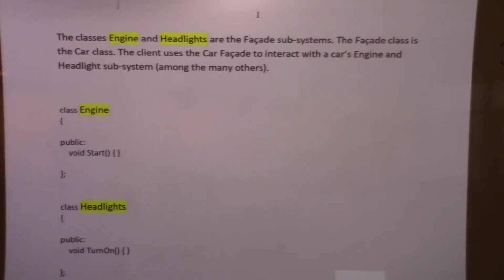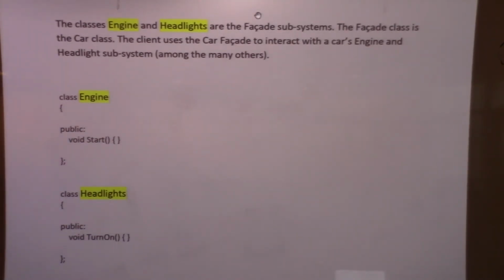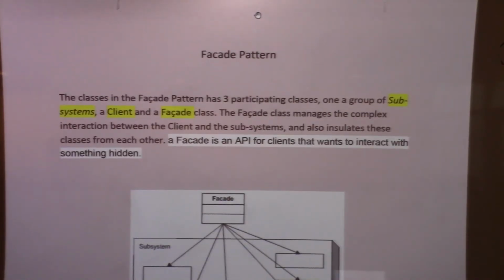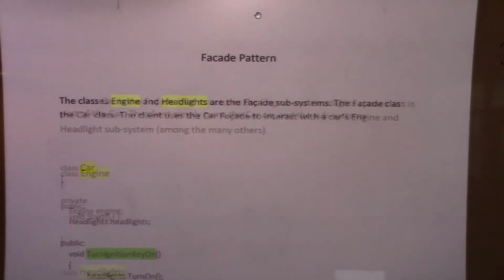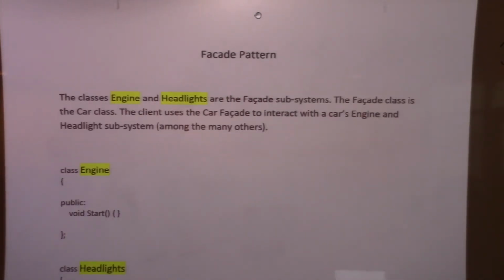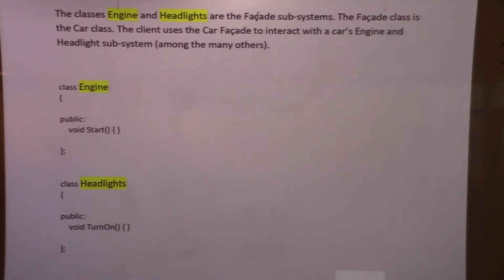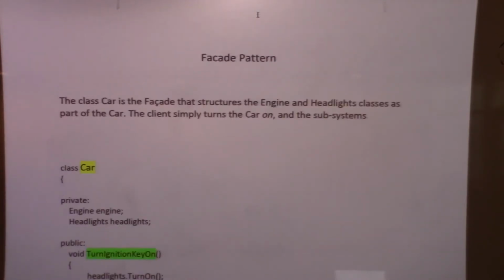So let's look at the facade pattern in code. We're going to create classes called engine and headlights. These are going to be the subsystems, so they're going to be in here. And you can see again, very, very simple. The engine just has a start method, and the headlights have a turn on method. I could probably have a turn off method, but I don't, and you can add that in. So these are the two classes in the subsystem.